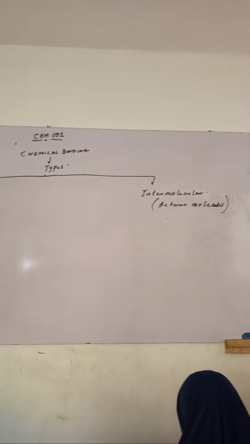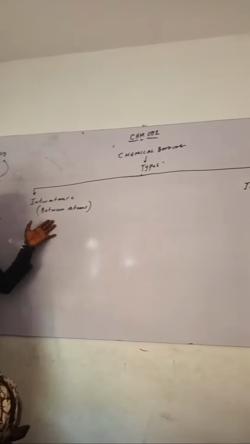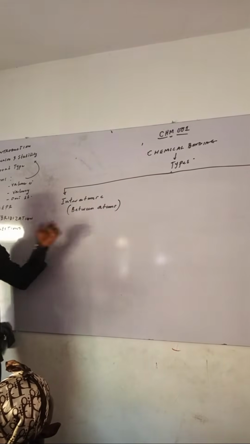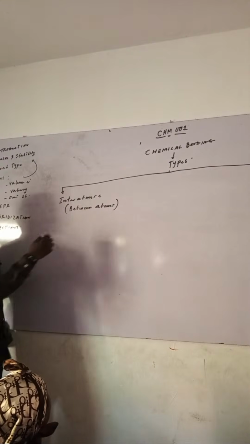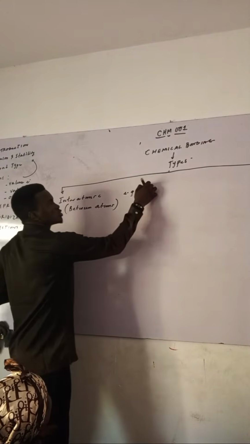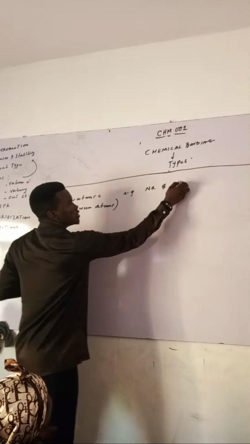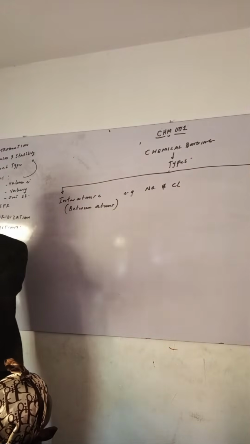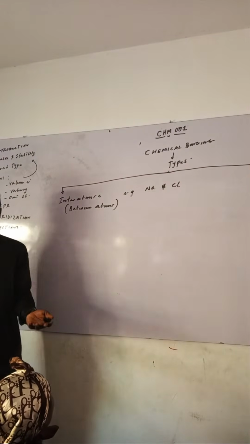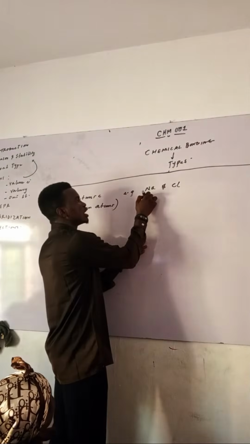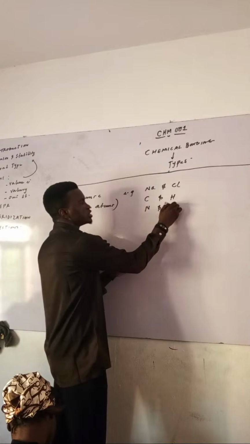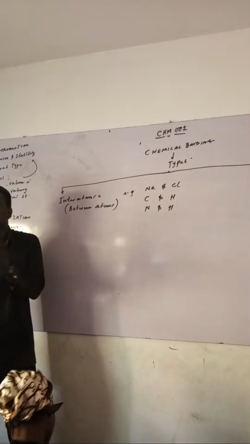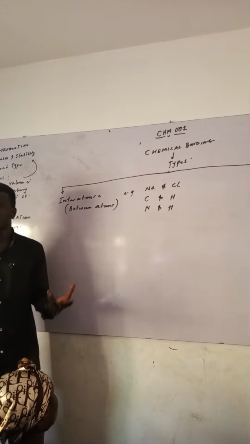So from what we have here, please listen. I hope you are following my stories. Now, for interatomic bonding, we already said it. It's just like I'm having sodium and chlorine. When I join sodium and chlorine together, it is called interatomic. When I join carbon and hydrogen, nitrogen and hydrogen, if I'm joining atoms together, we call it interatomic.